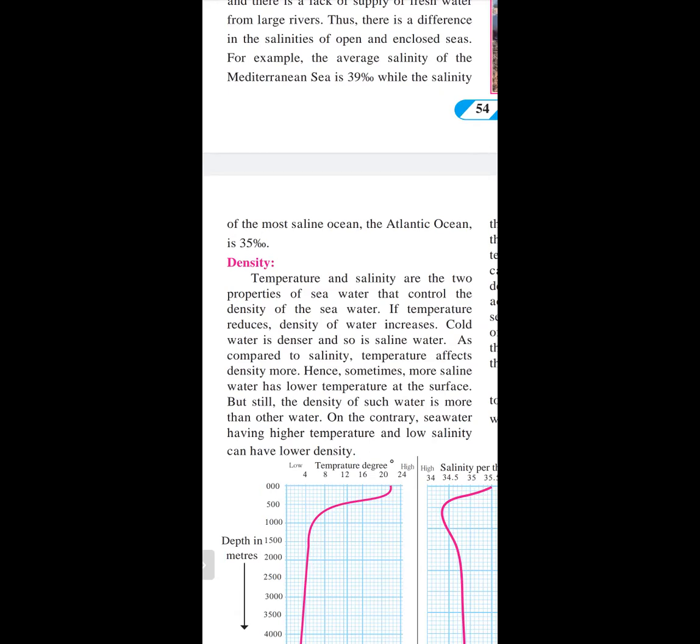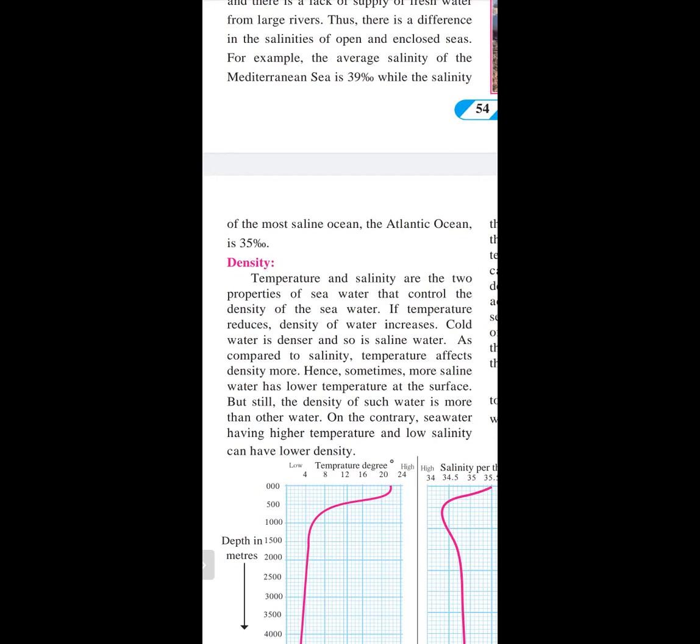If the temperature reduces, the density of water increases. That means normal water is different from ice cubes. And the cold water is denser, and so is saline water. As compared to salinity, the temperature's effect on density is more. The normal water weight is different from water with salt dissolved in it. The density also increases. When the water is more saline, automatically the density is also higher.